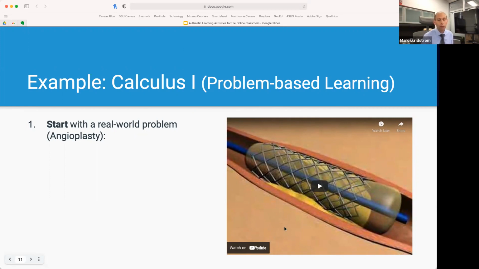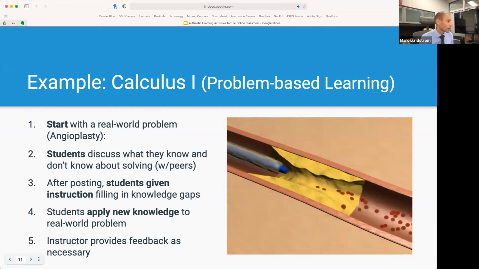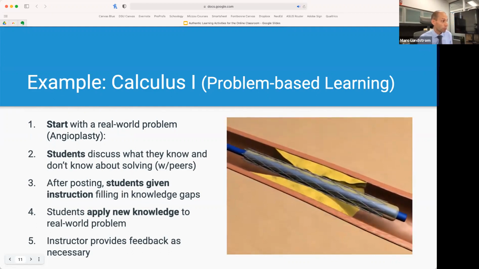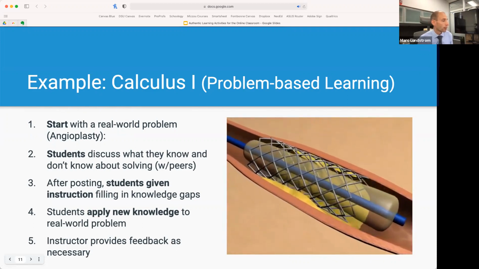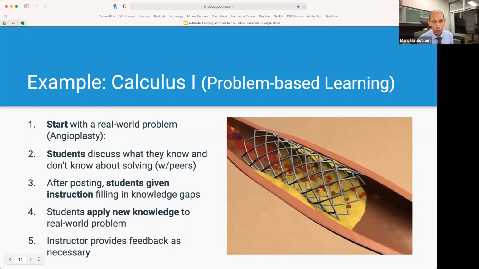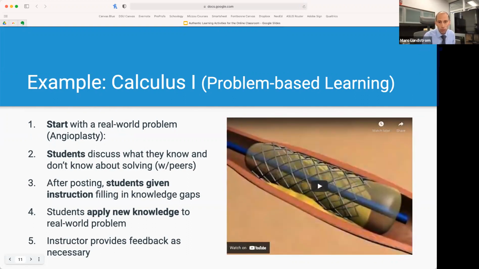They weren't given any calculus yet, no formulas or anything like that. That was the real world problem, and this video was used as a way to introduce that. The next step in this problem-based learning process is that students then discussed with their peers online in a discussion board what they know and what they don't know about solving this problem. This happened to come in week 3 or 4 in the course, so they will have had already some exposure to concepts. But that's where they discuss what they know and don't know about the problem. How do we approach it? That kind of thing, with their peers.